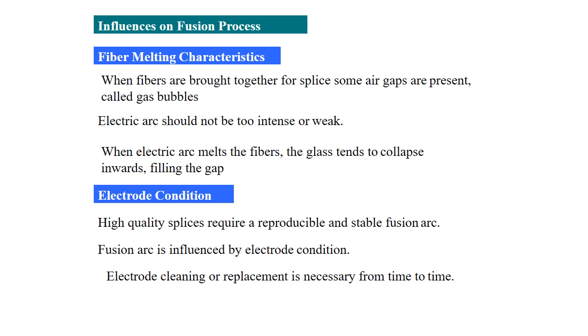The next one is electrode condition. High quality splices require a reproducible and stable fusion arc. This fusion arc will be influenced by the electrode condition, so electrode cleaning or replacement is necessary from time to time.